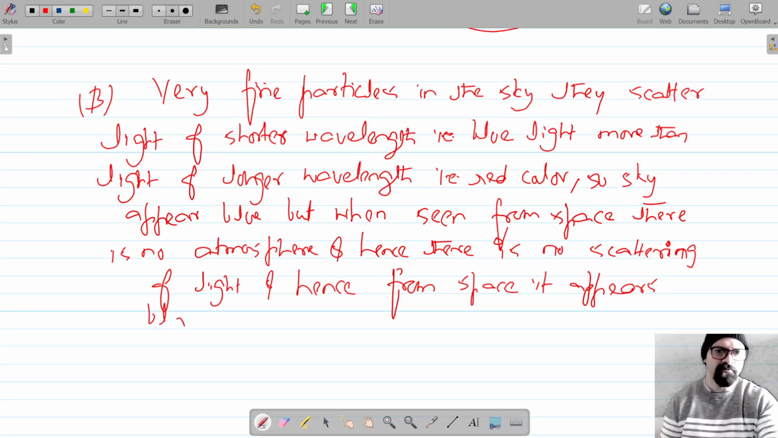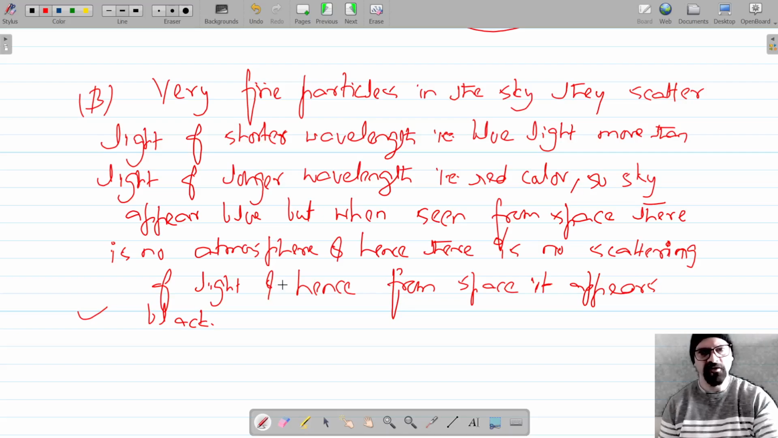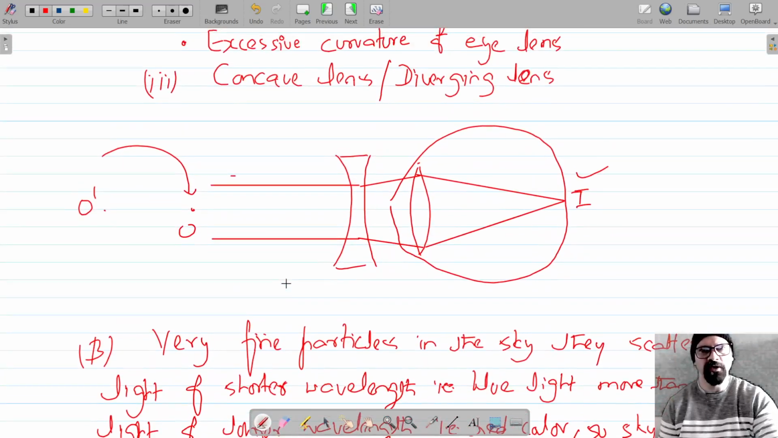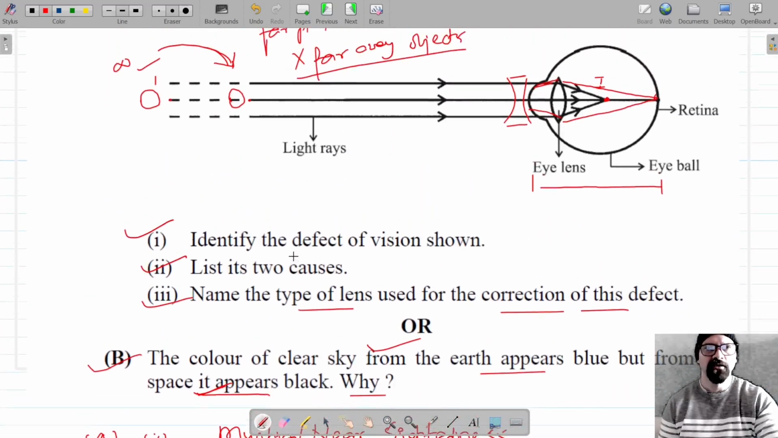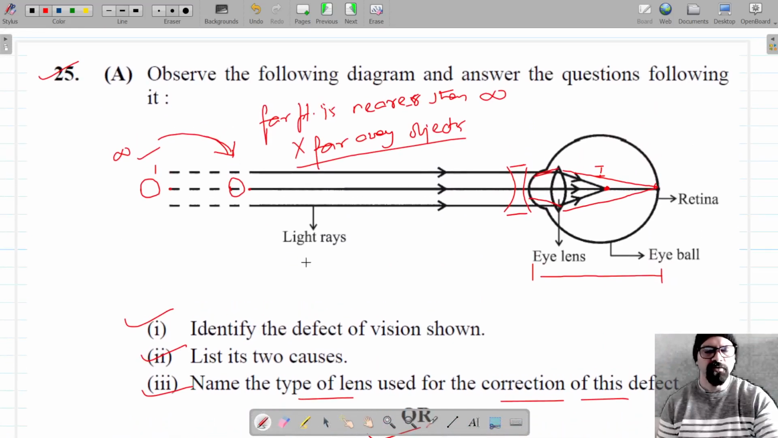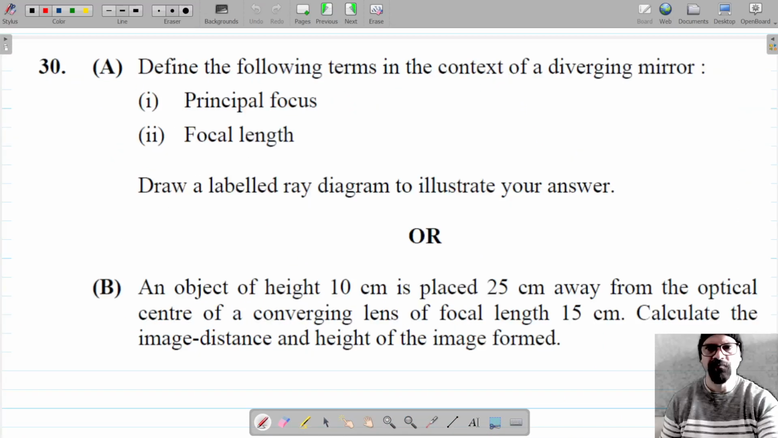So in this question, you have to answer why it's blue when seen from the surface of the Earth, or within the atmosphere of the Earth, and why it's black when seen from space because of the altitude and the absence of the atmosphere. So this is question number 25. Let's move on to the next question.